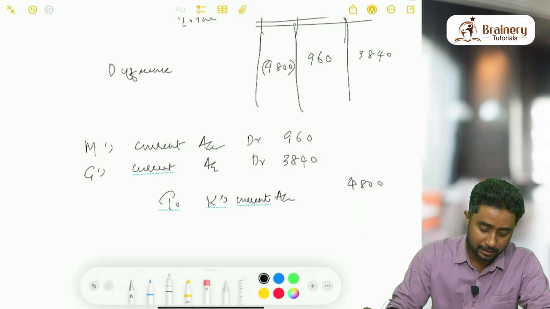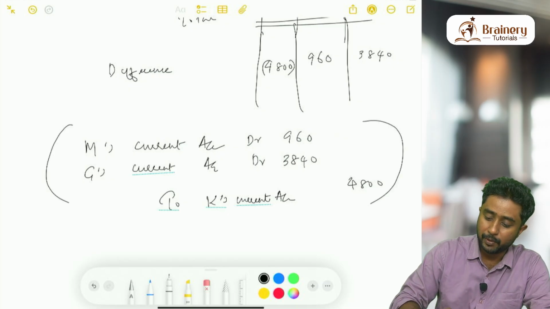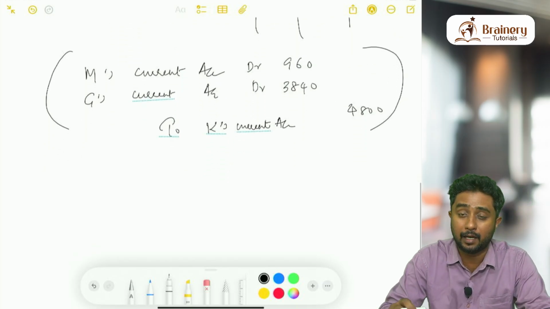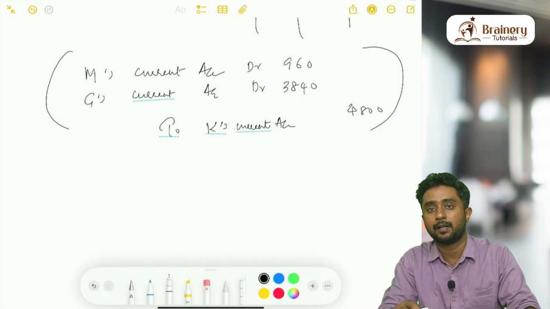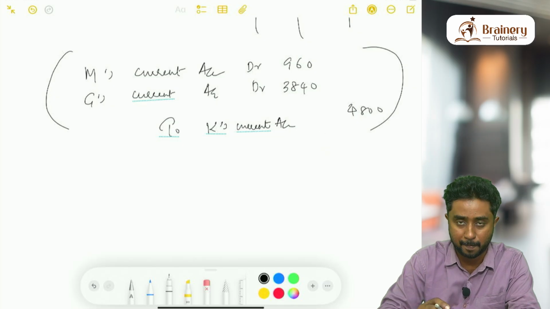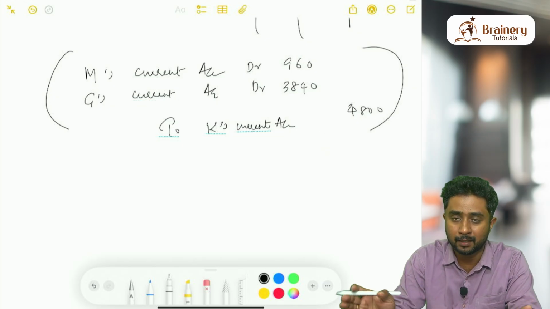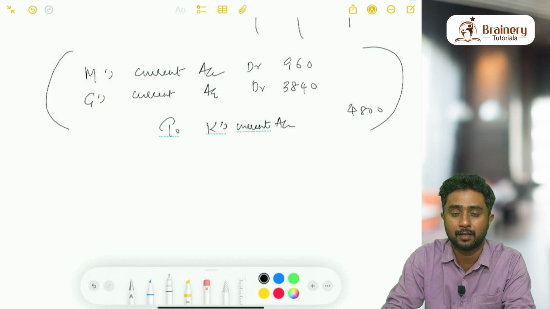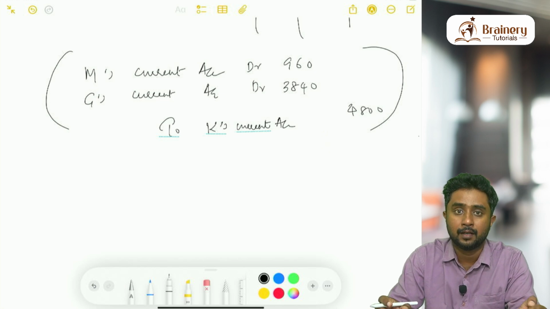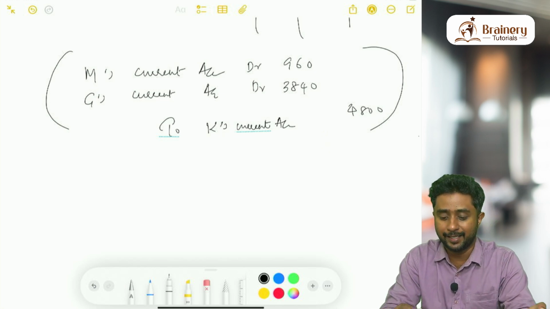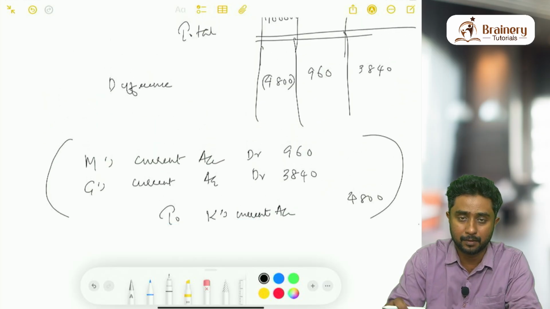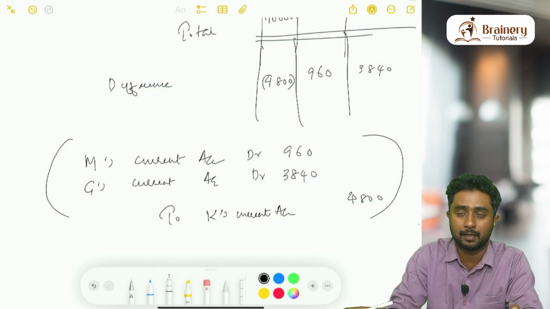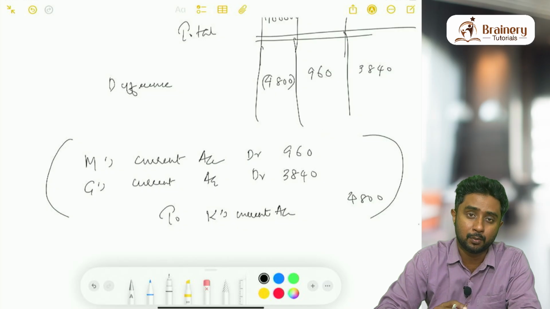So let me explain this entry again. The entry's meaning is like this. We are actually debiting the current account of the partners. When we are debiting it, we are reducing the money from the current account of the partners and transferring it to some other partner, because the other partner has suffered a loss or a kind of deficiency in the amount that he or she has received in the account. That is the capital account. So the capital account is showing a deficient amount for that partner, and we are adjusting that amount by taking the amount from the other two partners' capital accounts.